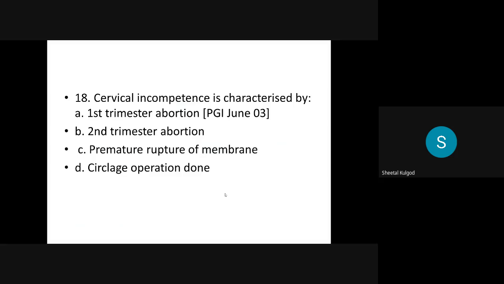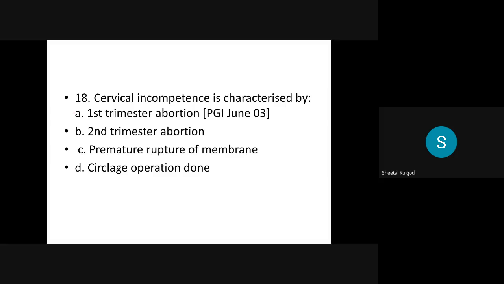Now, next question. Cervical incompetence is characterized by: first trimester abortion, second trimester abortion, premature rupture of membranes, or cerclage operation is done. This is a PGI question. Remember, there could be multiple correct answers here. Yes, students? Is a first trimester abortion a feature of cervical incompetence? It's a very easy question. No. So this is not the right answer. Whereas second trimester abortion, yes or no? Is there a premature rupture of membranes in case of cervical incompetence?